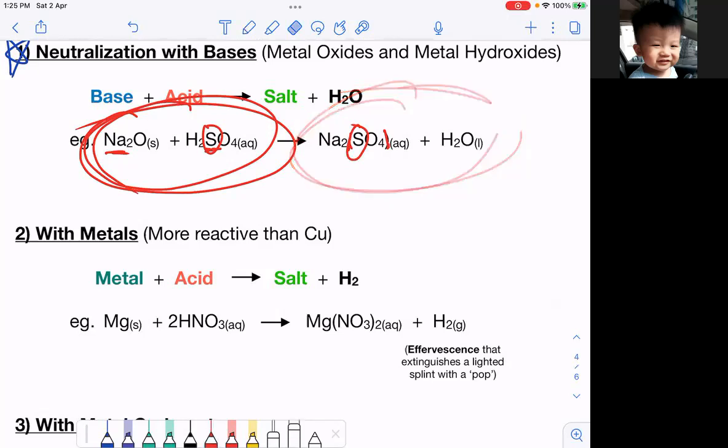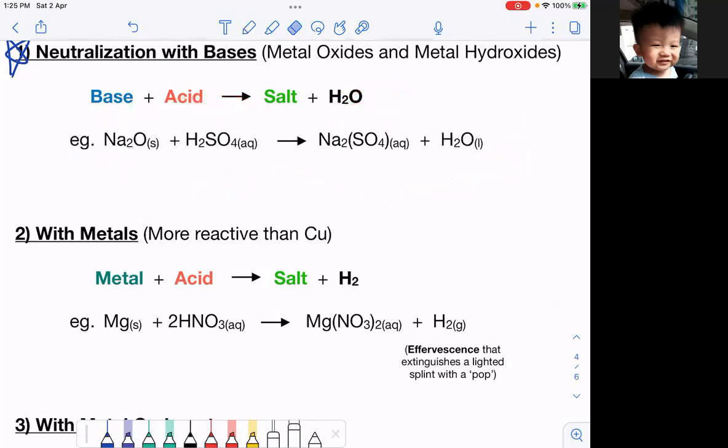Oxygen. Oxygen a bit harder to count. Who can count me the number of oxygens on the left? 5 oxygens. You see? This is 1. This is another 4 of them. How many oxygens am I expecting on the right? Do I have 5? Yeah, so this is balanced. Balance equation is done.